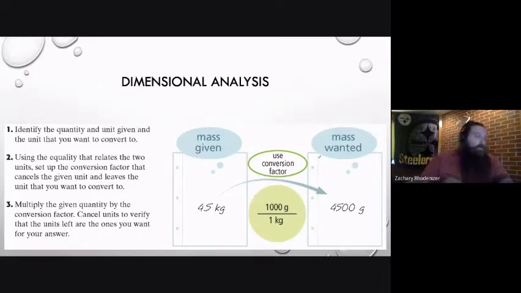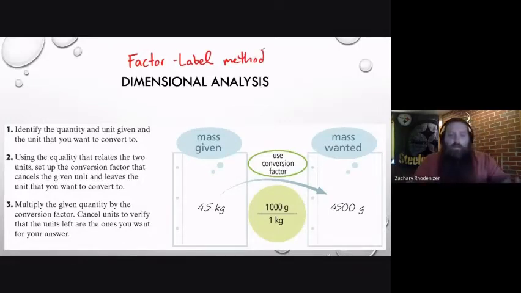And in order to do that, we do something called the factor label method or dimensional analysis. So another name for this is factor label method. So if you're looking online, if you're trying to find another description of this, you might see it called the factor label method. Same thing as dimensional analysis, but we're going to call it dimensional analysis, all right? So in order to convert from mass 1 to mass 2, I'm going to use fraction math in order to multiply or divide units and get rid of the units I don't want and keep the units I do want.